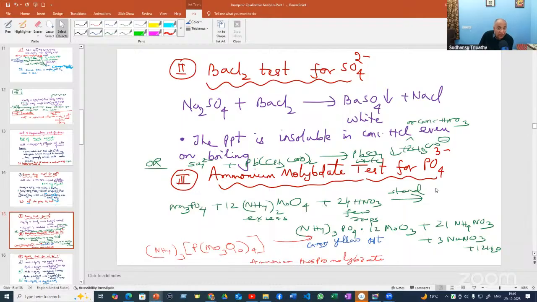Then phosphate ion, PO4 3 minus. I used to tell students to remember this as the ammonium molybdate test. Ammonium molybdate is a colorless solution, (NH4)2MoO4. This is a very famous reagent, called the ammonium molybdate test.